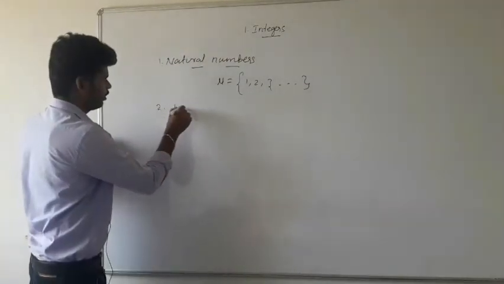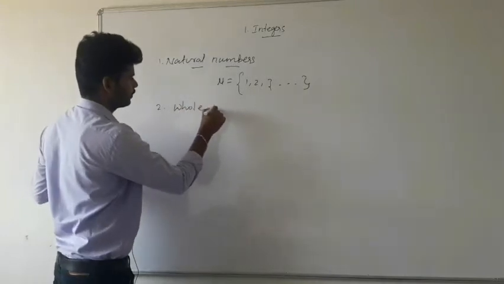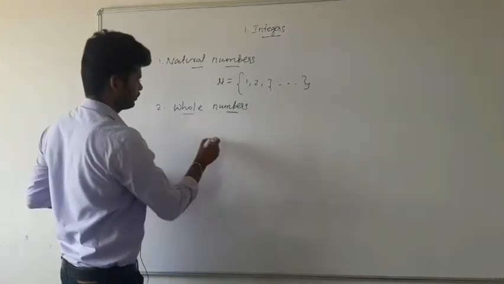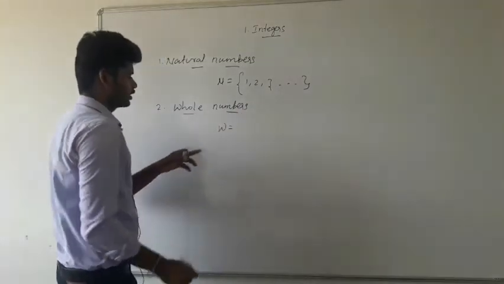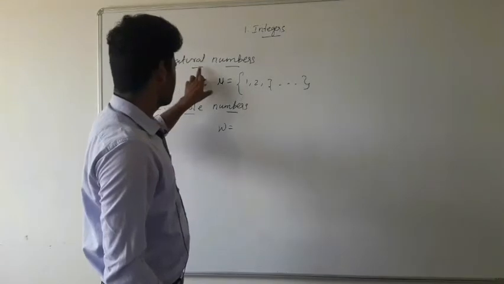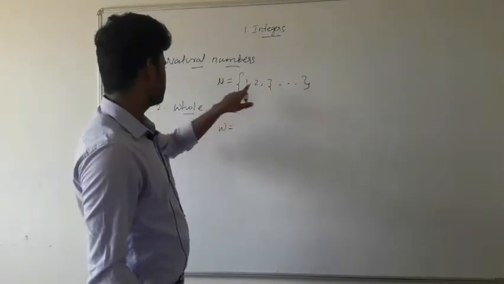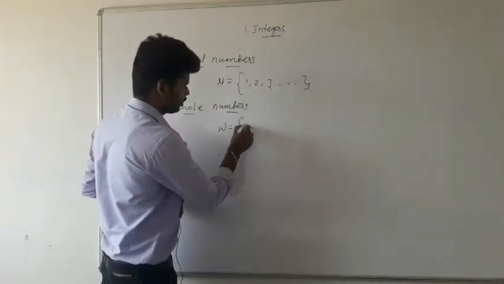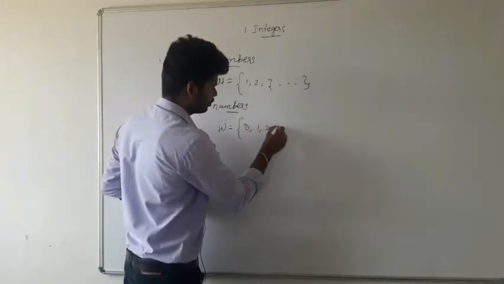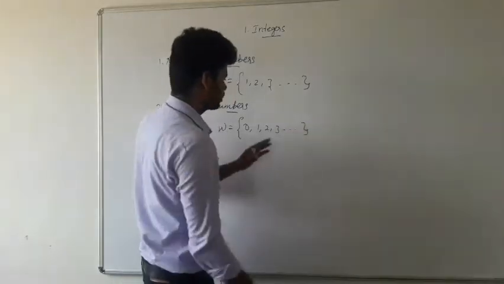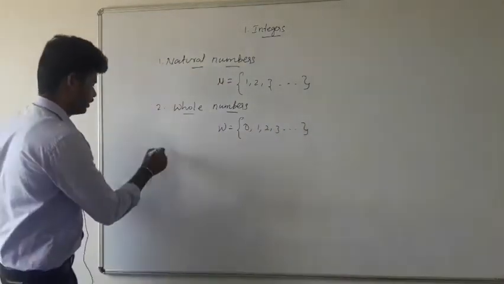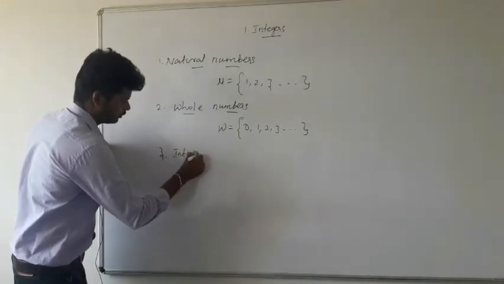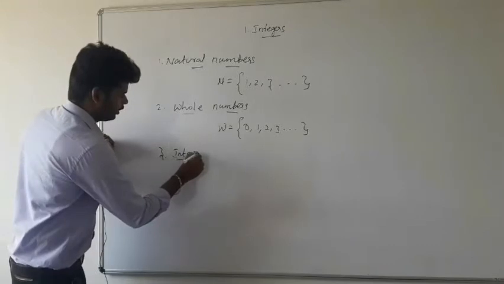Second one, whole numbers. This is equal to natural numbers 1, 2, 3, up to infinity, including 0. Whole numbers: 0, 1, 2, 3. This is also an uncountable set. Next one, integers.